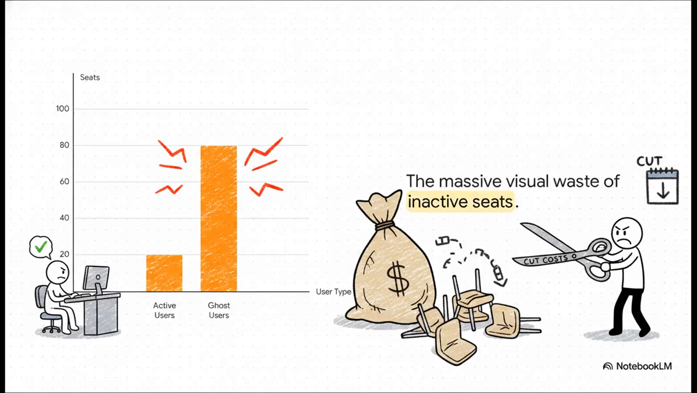Imagine a standard, totally painful scenario. You buy a 100-seat software contract because you wanted that volume discount, but only 20 people actually log in. The visual waste here is massive. Buying 100 seats when only 20 people use the tool creates immediate friction. And when renewal comes up, it perfectly sets the stage for procurement teams to march in and demand huge downgrades.